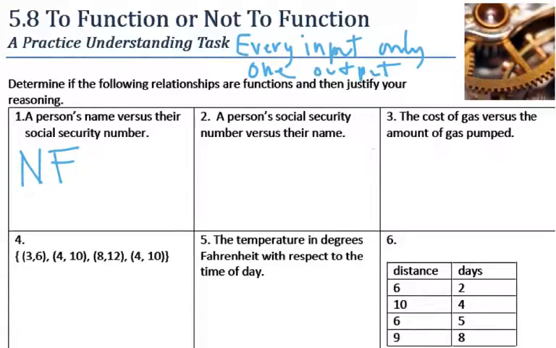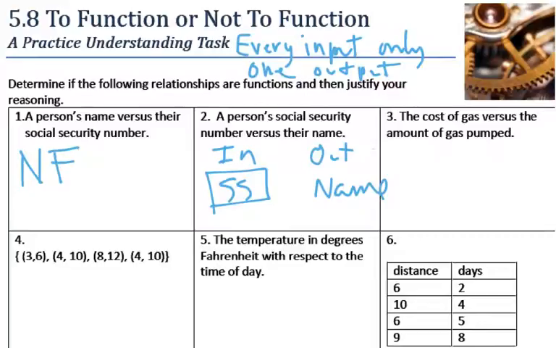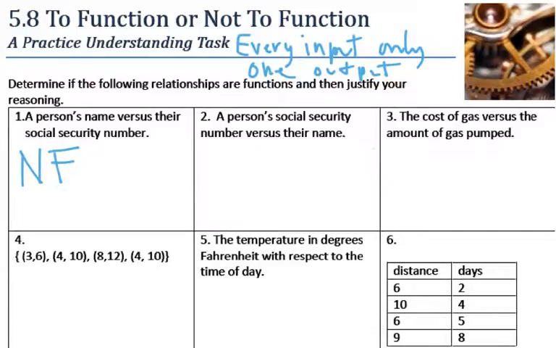Okay. Now look at number two. Now we're flipping it around. Now we're saying the input here is the social security and the output is the name. So once again, can we find two people with the same social security number? No. Can they have the same name? Yes. But the input now is a social security number, so for this one, it is a function because if I give you a social security number, you can only give me one name. Now, two different social security numbers can give me the same output. That's like the vending machine all being Snickers. That's all right to have. Okay, that one is all right to have.